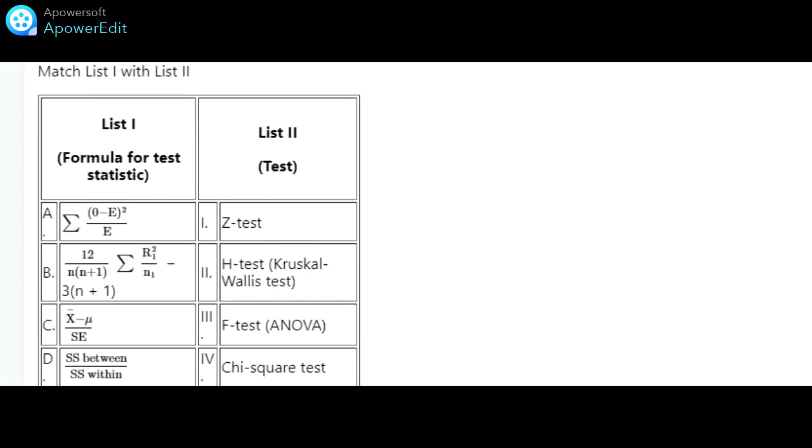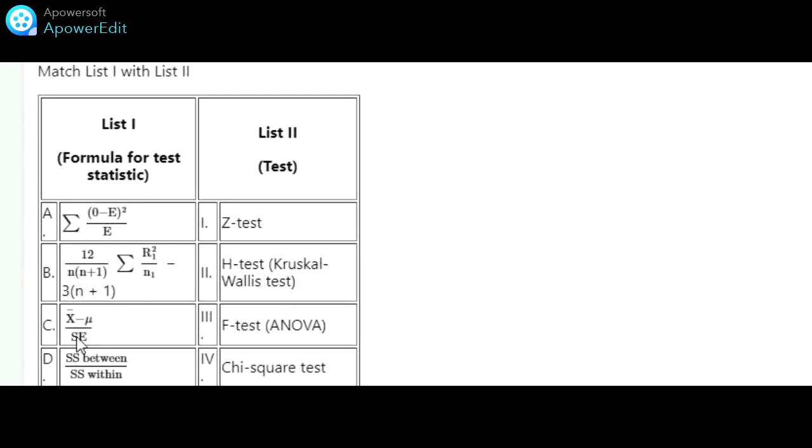Now coming to the last question, match list 1 with list 2. Okay, so the first is summation of observed minus expected whole square by expected. This is the chi-square test. Next is 12 by n plus 1 summation of r1 square by n1 minus 3n plus 1. Where do we use this? In the Kruskal-Wallis test.